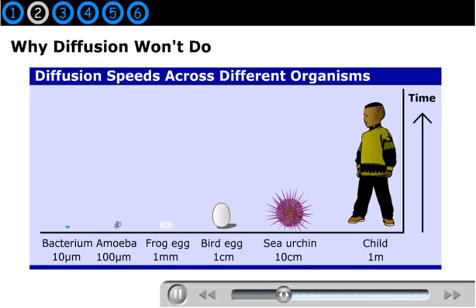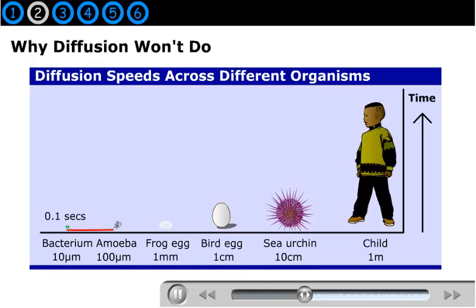The longer the distance, the longer it takes a chemical to diffuse from place to place. Diffusion is fine for tiny animals, or for animals that are very flat. Such animals can absorb nutrients and other substances directly from the surroundings into their cells. For larger organisms, the speed of diffusion is just too slow.